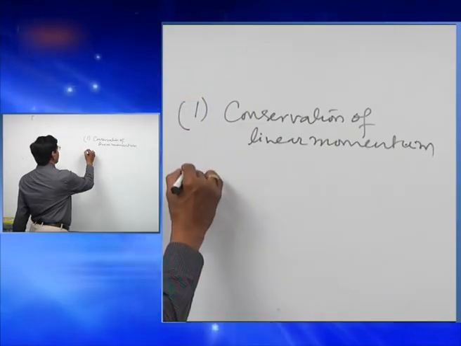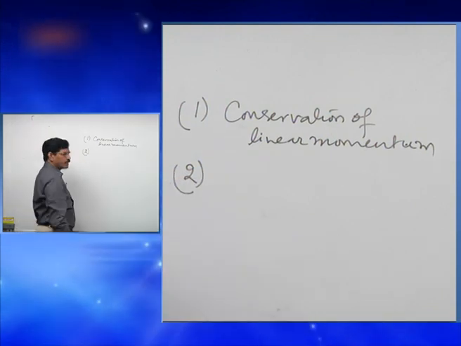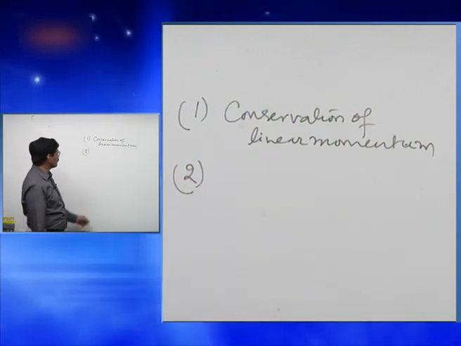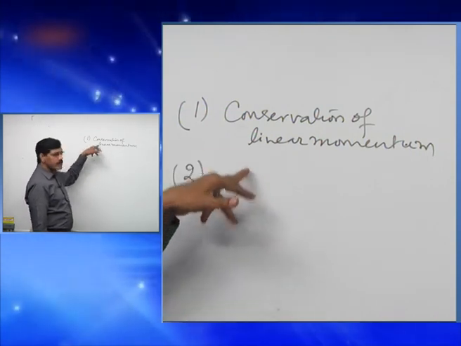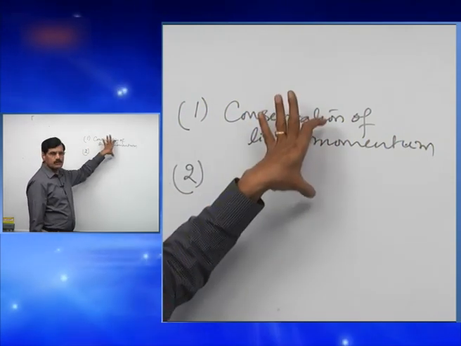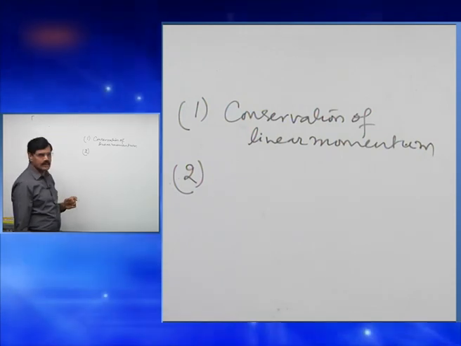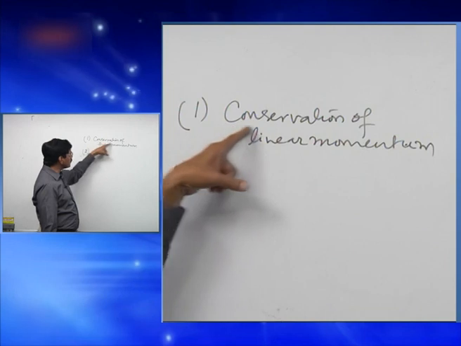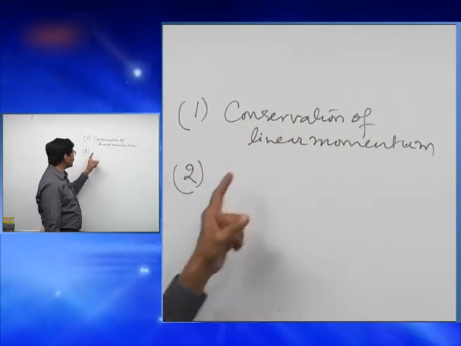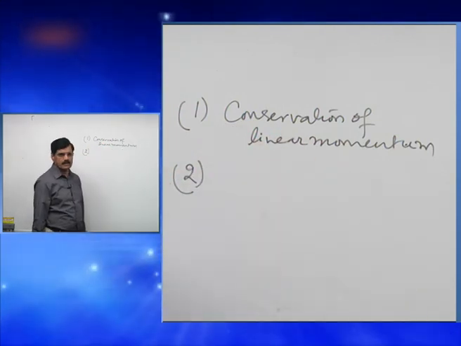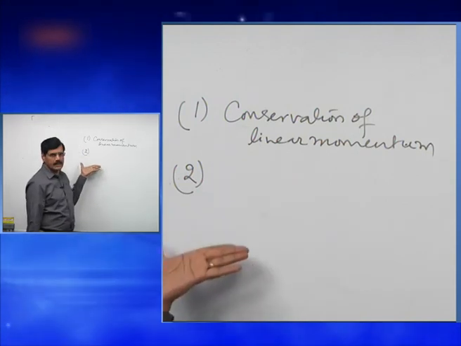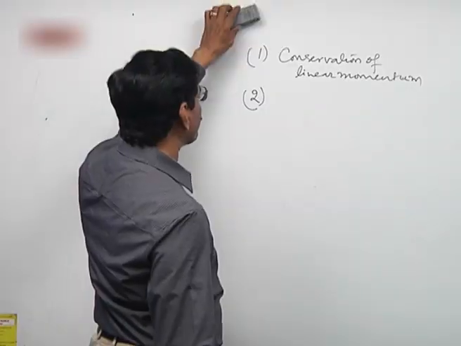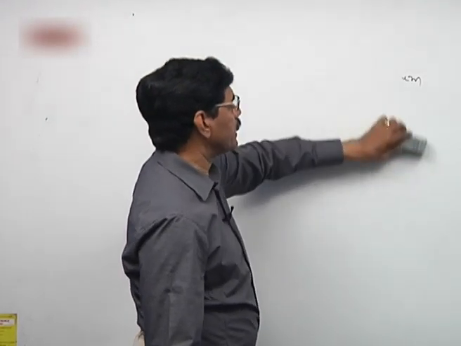Next, depending upon the nature of the collision, kinetic energy may or may not be conserved. If kinetic energy is also conserved, such collision we call elastic collision. In the case of inelastic collision, conservation of linear momentum holds, but kinetic energy is not conserved. Even in the plastic collision, kinetic energy is not conserved. So the common thing for all types of collision is conservation of linear momentum.